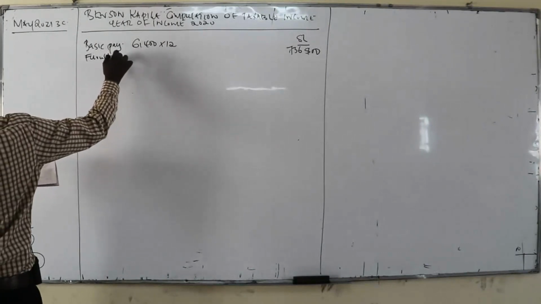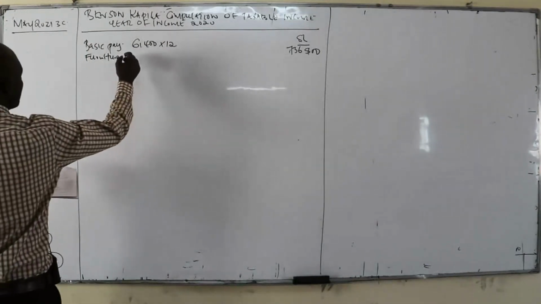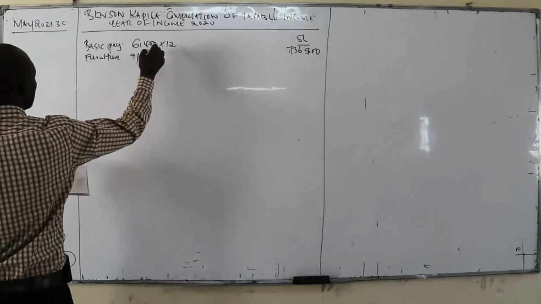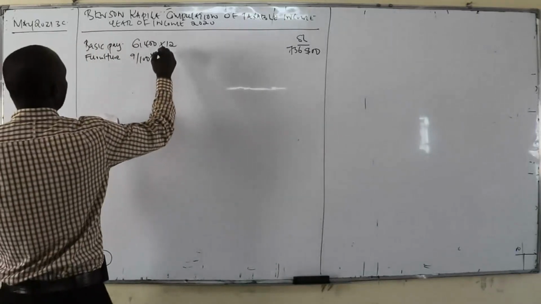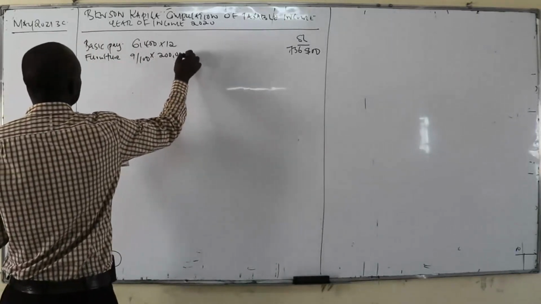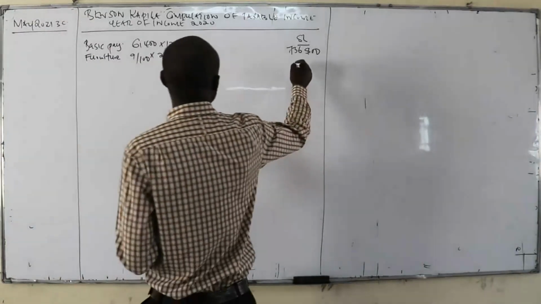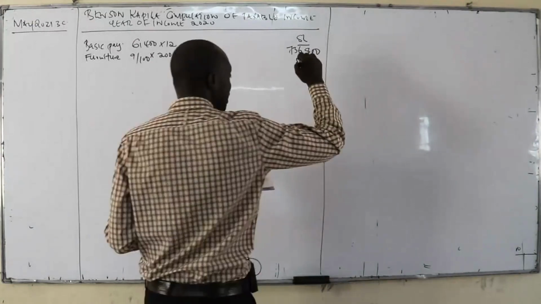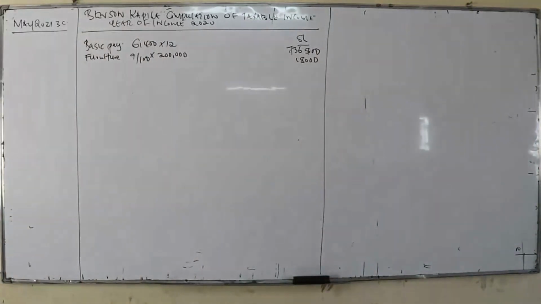So now furniture, you're going to write here furniture. This is a benefit. So for furniture, we said it's 1% per month. Some people are writing 12%. So you need to be very keen. It's 1% per month, and the duration of the benefit, times 200,000. So what do you get? Furniture is 9% times 200,000. So you get here 18,000. You write here very clearly 18,000.